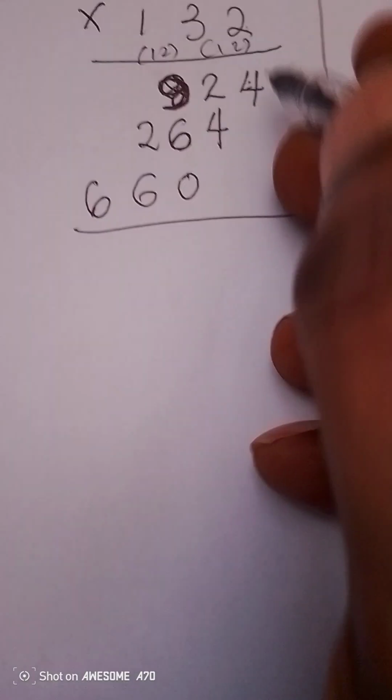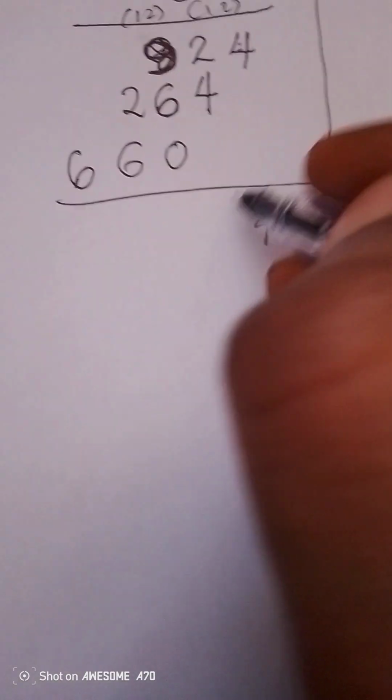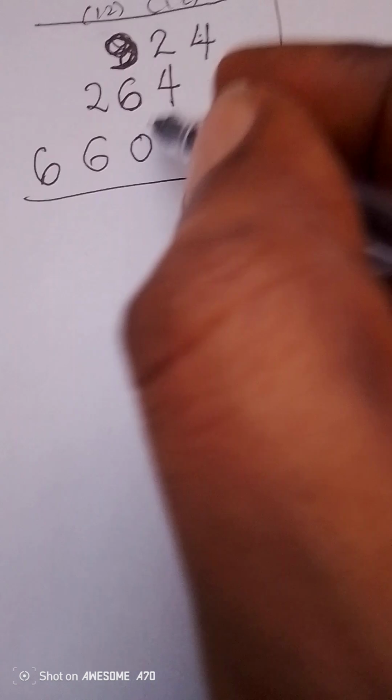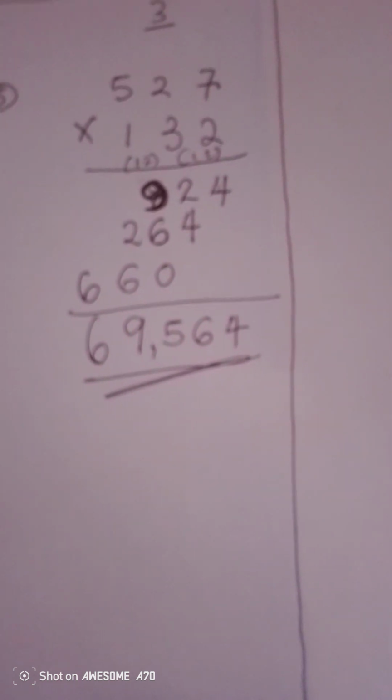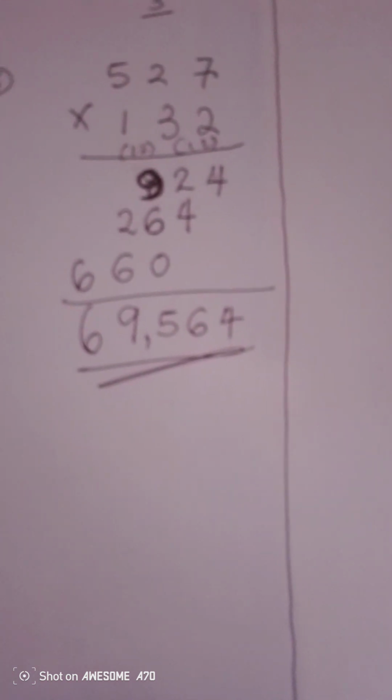And then you add it up. You have your 4. 2 plus 4, 6. 9 plus 6, 15. You have your 5. You take 1. 2 plus 6, 8 plus that one gives you 9. And then you have 6. And so the number becomes 69,564. That is what you get when you multiply 527 by 132.